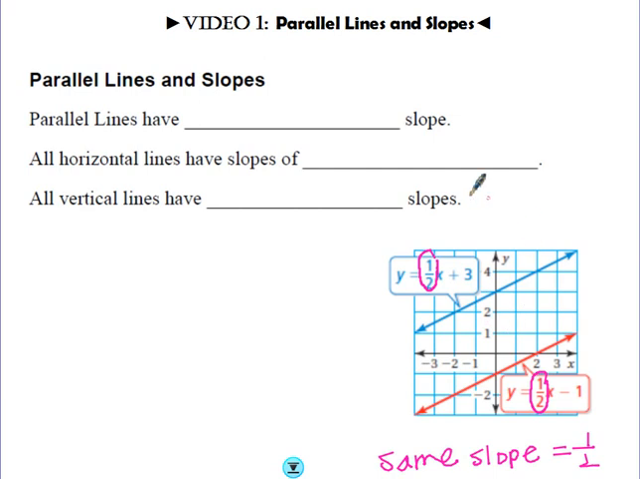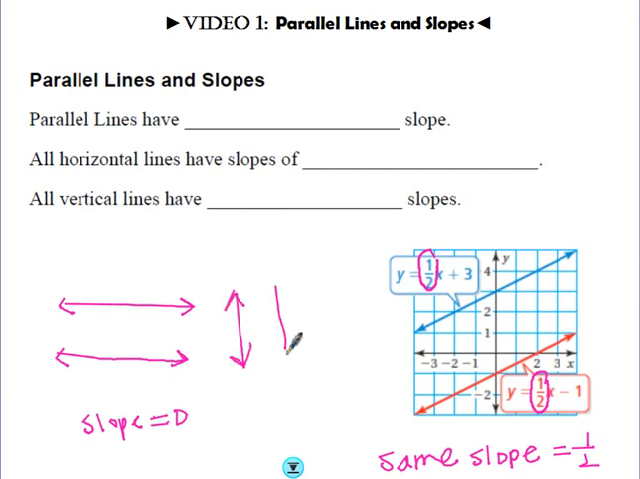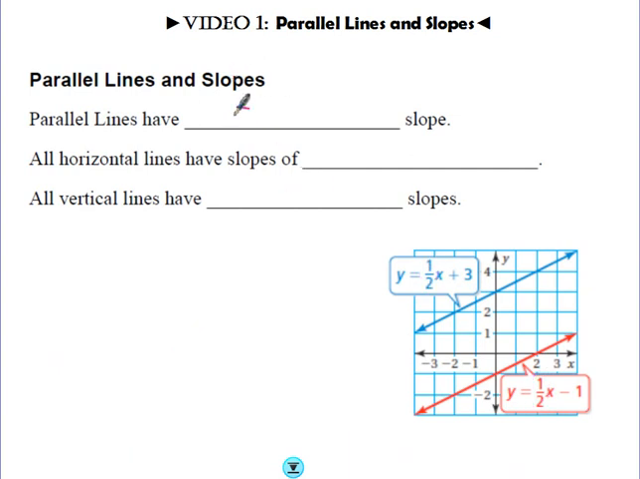So all horizontal lines, as I told you before, have a 0 slope. If you have two horizontal lines, they both have a slope of 0, and they are parallel because they have the same slope. And if you have two vertical lines, they are also parallel, and they all have undefined slope. So they are parallel, again, because they have the same slope. So if you have parallel lines, they have the same slope.